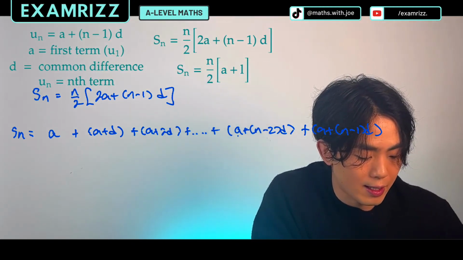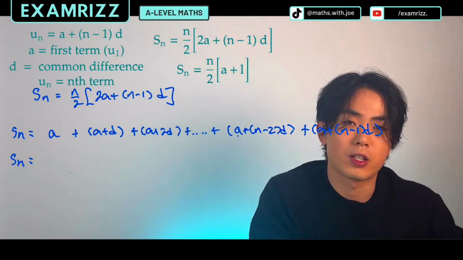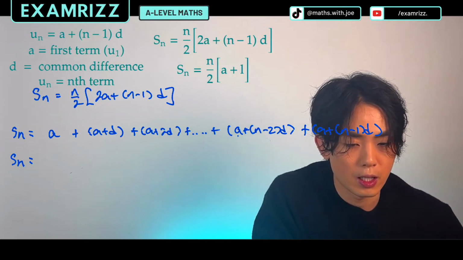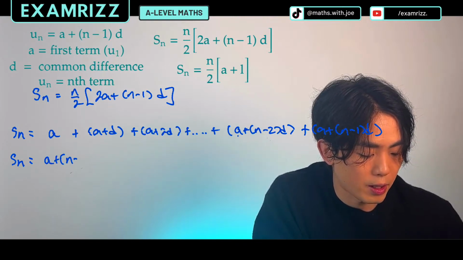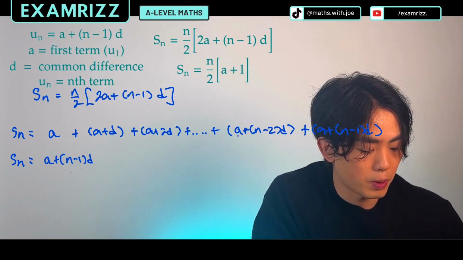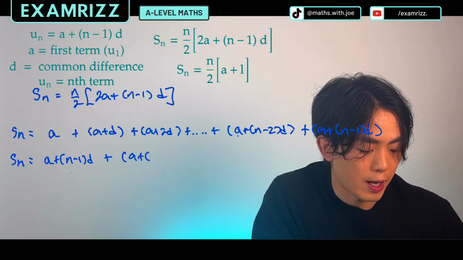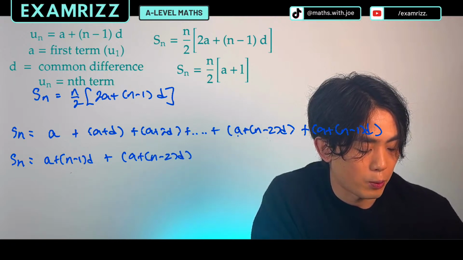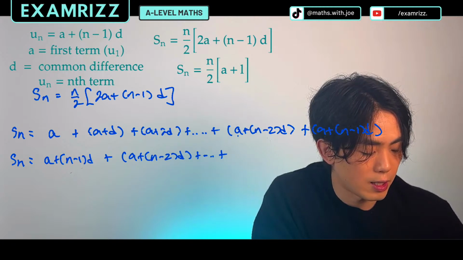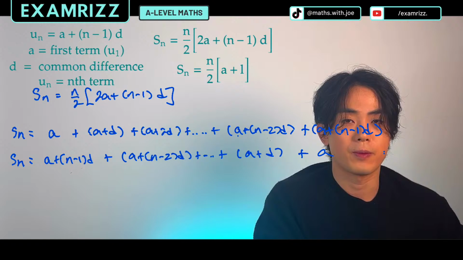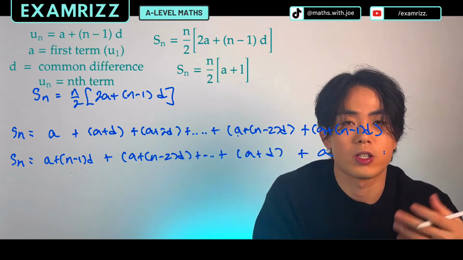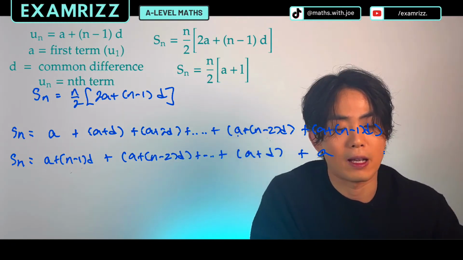Now I'm going to rewrite Sn once again, but I'm going to write it from largest to smallest, so back to front basically. So the largest one will be a plus n minus 1d, plus the second largest will be a plus n minus 2d, and then we can go plus plus plus, and then the last two terms a plus d, and then plus a like this, okay? So I've just rewritten the sum of the arithmetic series back to front.